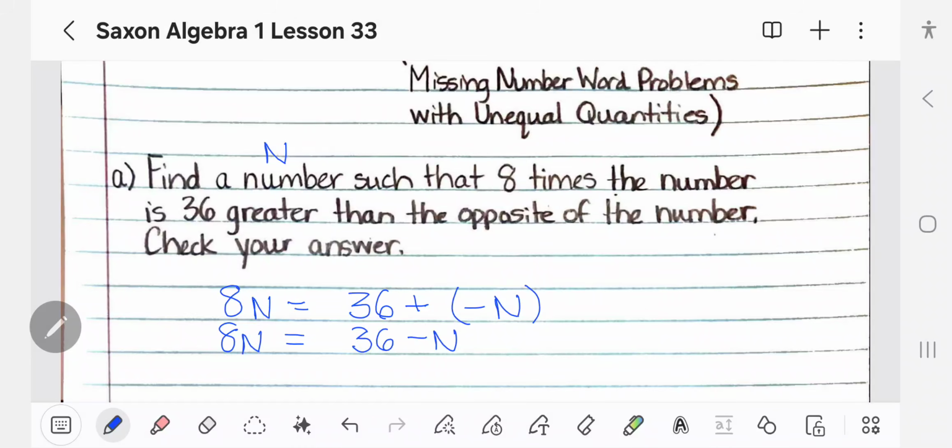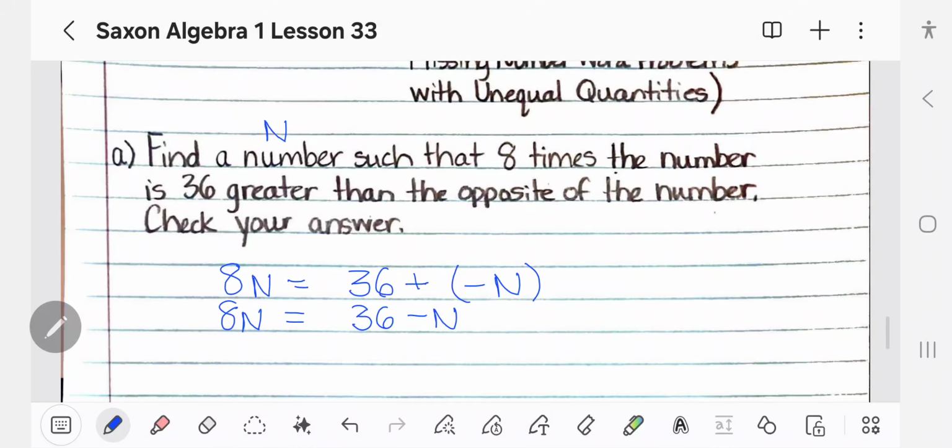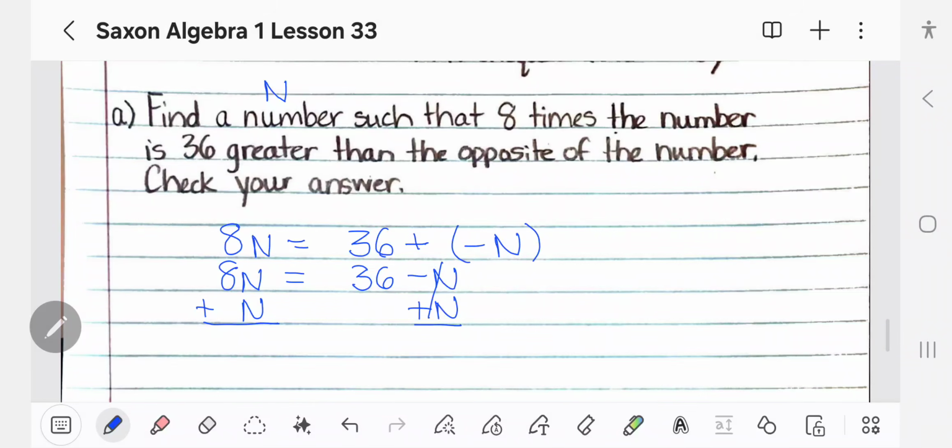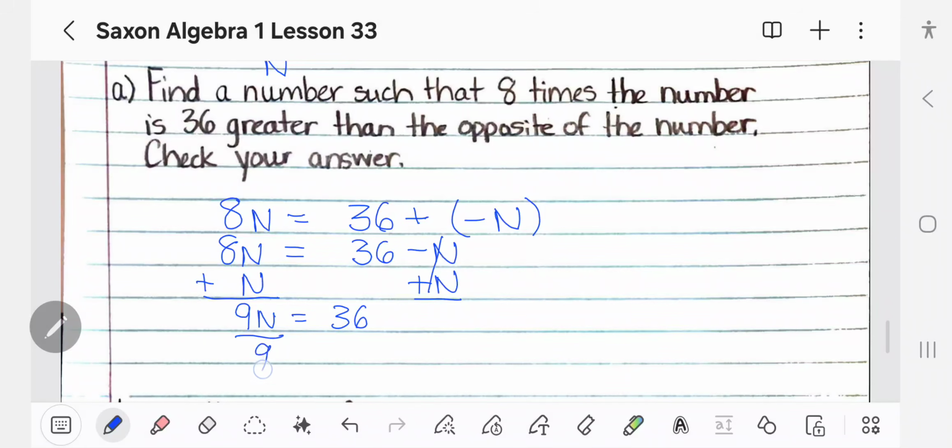And then we've got variables on both sides. So I'm going to add n to both sides. You could have subtracted 8n from both sides, but I think this is a little faster. 8n plus 1n would give me 9n equals 36. Now I'm going to isolate the variable by dividing both sides by 9. And n is equal to 4.